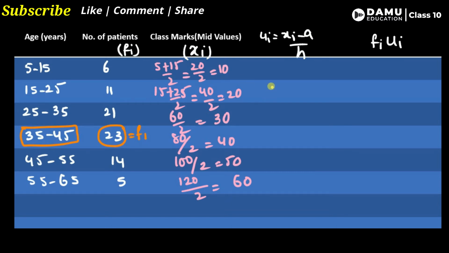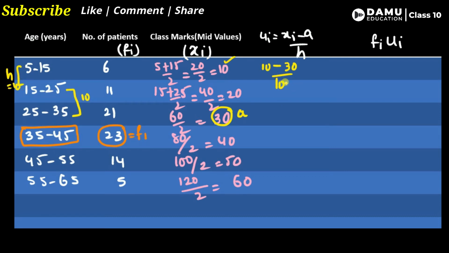So let's take ui values; xi values are 10. Let's take the assumed mean as 30. You can take 10, 20, any value as the assumed mean, but let's take the middle one, the assumed mean a as 30, and divide by h. Already we have calculated the difference between two successive class marks, that is h: 15 minus 5, or 25 minus 15, the difference is 10. So h will be equal to 10.